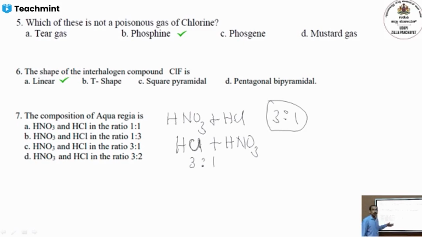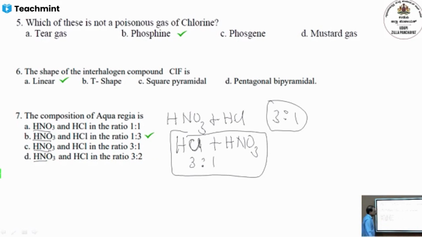Therefore, please remember that it is HCl and HNO3 in the ratio 3:1. HCl 3, HNO3 1. Here, everywhere it is written HNO3, please remember that. Therefore, 1:3. So somehow please fix that.